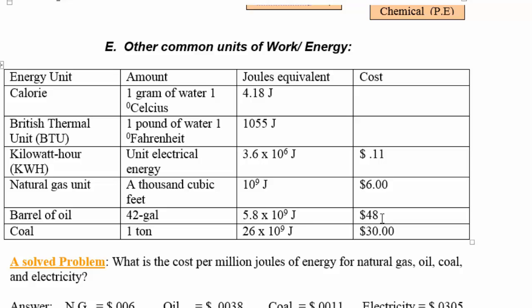And right now, that's actually around $45.5 per barrel. Coal, 1 ton of coal will produce 26 billion joules. So this is just to give you an idea how the different units of energy are related to joules.